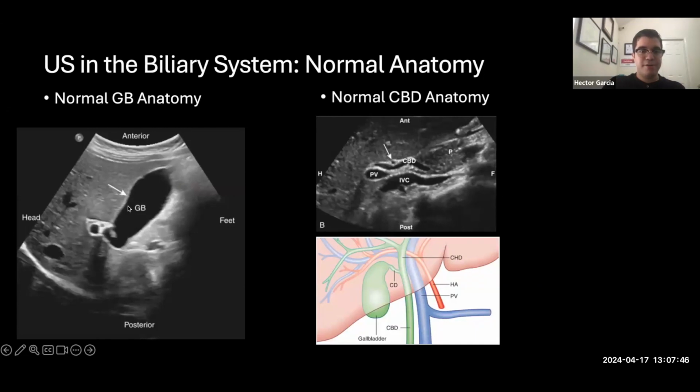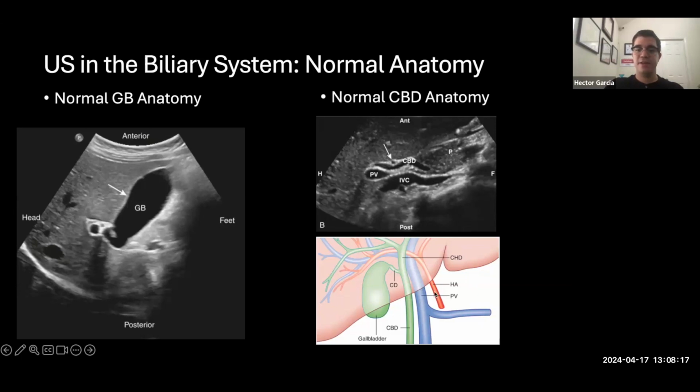This is the gallbladder, which is like a pouch. In this image, on the right, we have the head of the patient, and on the left is where the feet are, anterior, posterior. This is the gallbladder. The arrow is pointing to the gallbladder wall. And then here on the right, we have the common bile duct, which is lateral, and this white arrow is pointing to the hepatic artery. The common bile duct is lateral to the hepatic artery and anterior to the portal vein. And this is the IVC.